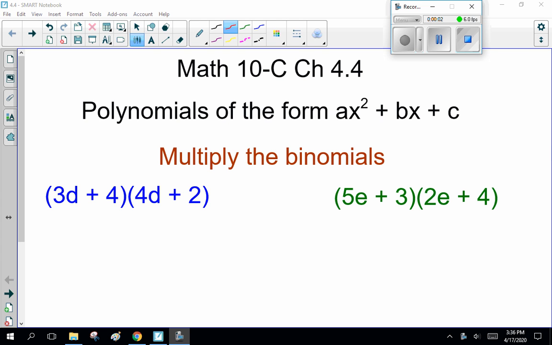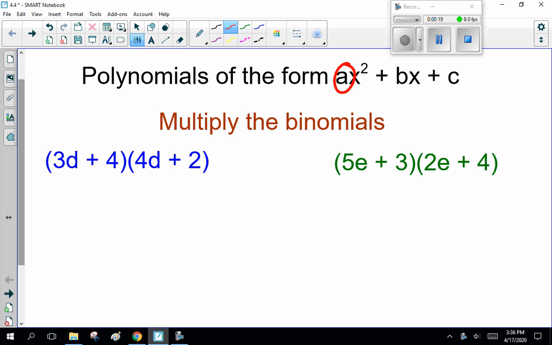Hello, ladies and gentlemen. Welcome to Math 10C, Chapter 4, Section 4, Factoring Polynomials of the form ax squared plus bx plus c. Now, these ones are nasty because there's a number in front of the x squared. So, let me show you where that comes from.